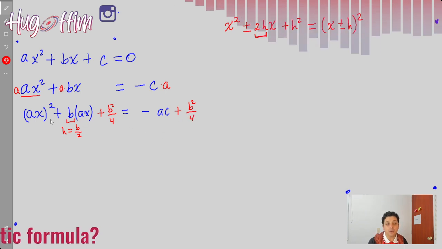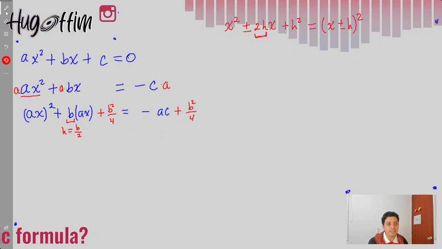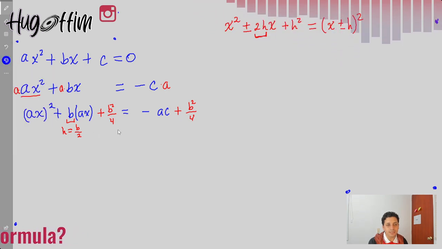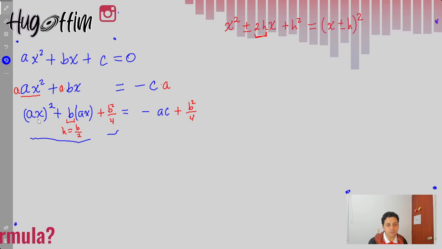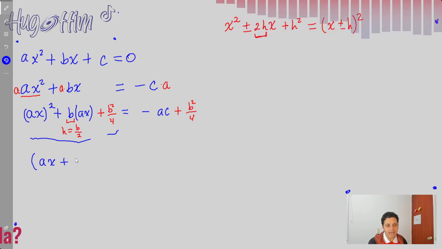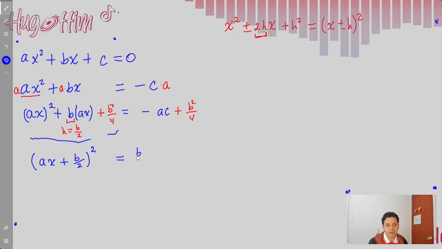Now, as I add b squared over 4 to both sides, the first term is going to be the perfect square trinomial. So it's going to be written as ax plus b halves to the second power. And the other term is going to be b squared over 4 minus ac.